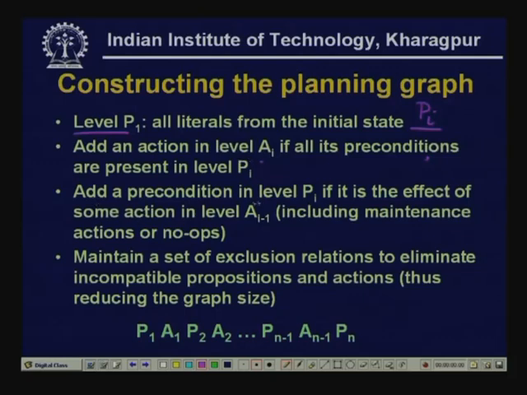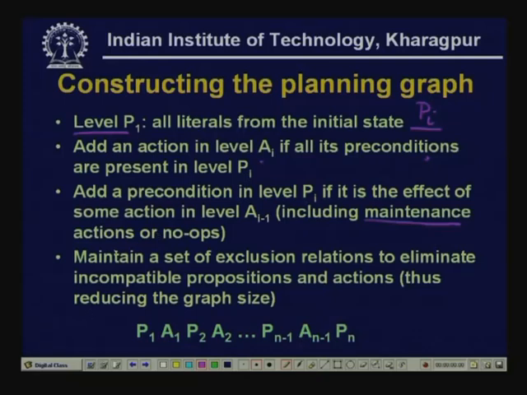We will add a proposition in level Pi if it is the effect of some action in level Ai minus 1. So, a proposition will be added in level Pi if it is the effect of some action in level Ai minus 1. And because we also have these maintenance actions, we will carry over the propositions from Pi minus 1 to Pi using maintenance actions, and due to other actions we have some other propositions as effects which we will add to level i.